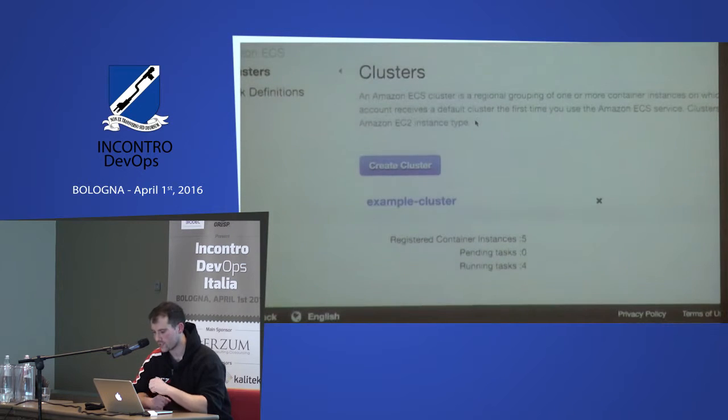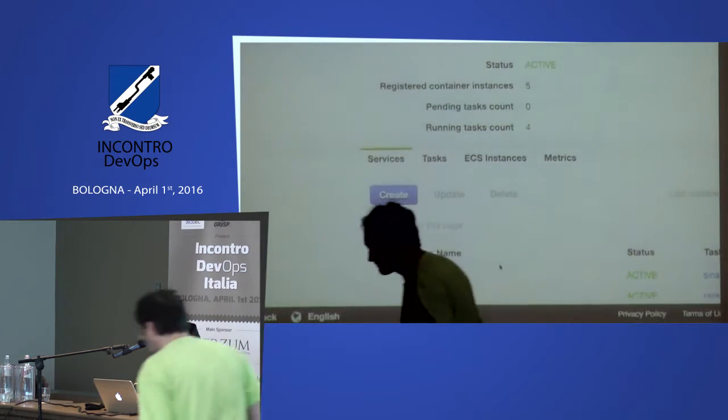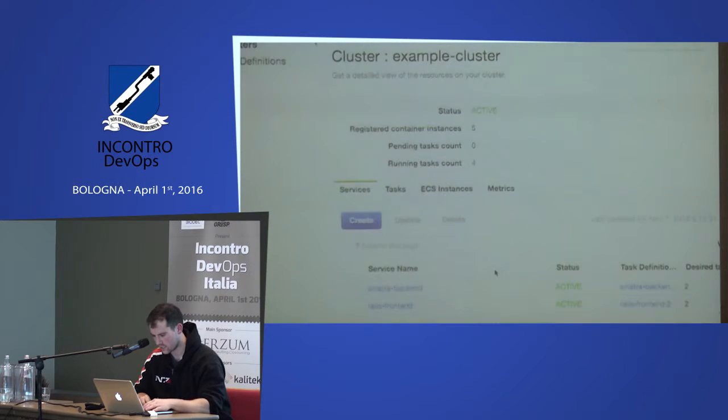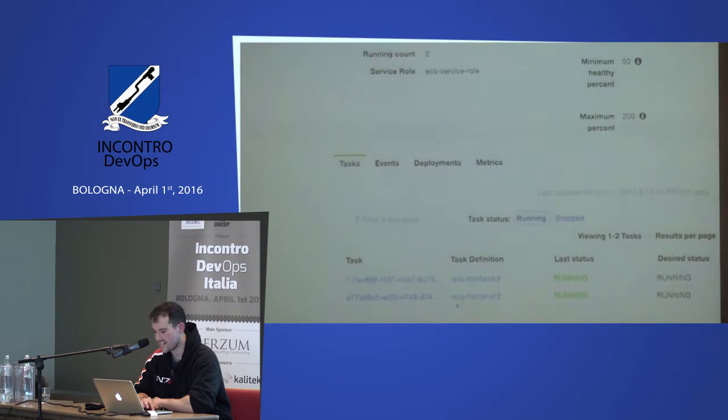This here is the ECS user interface that they provide. It shows you your clusters. This is that example cluster. If you click on it, inside of the cluster, it shows you what services you are running. So cut off because of the font size. There we go. So I have my Sinatra backend and I have my Rails frontend. If you click on one of the services, you can see the tasks that are running. And if you remember, I asked it to run two, so it's running two tasks.